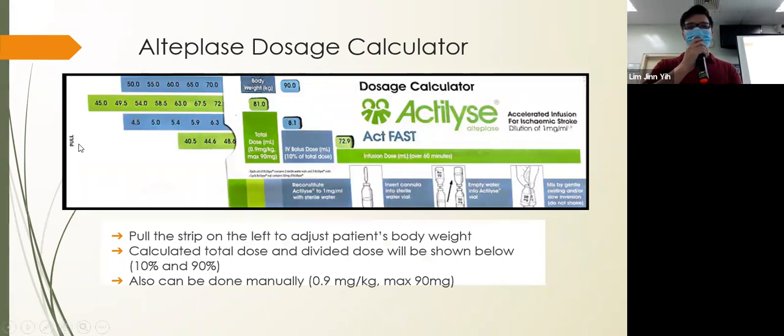What you do is you pull from the left side here until the patient's correct body weight is shown. Once the body weight is correct, you can read the total dose, the bolus, and also the maintenance. But without this calculator, of course, you can calculate it manually: 0.9 milligram per kg, maximum of 90 milligrams. The bolus dose will be given within 1 minute, and the rest will be given within 1 hour.